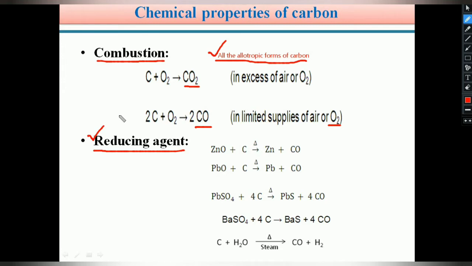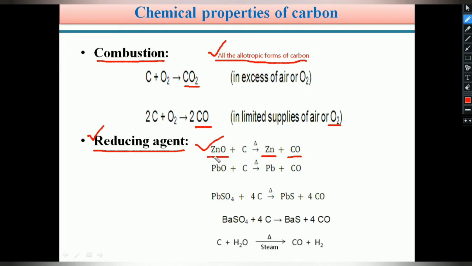When you treat a metal oxide with carbon at high temperature, it reduces the metal oxide into the corresponding metal, and it forms CO, carbon monoxide. For example, in this reaction you can see zinc oxide. This metal oxide, when treated with carbon at high temperature, is reduced into the corresponding metal zinc, and it forms carbon monoxide.